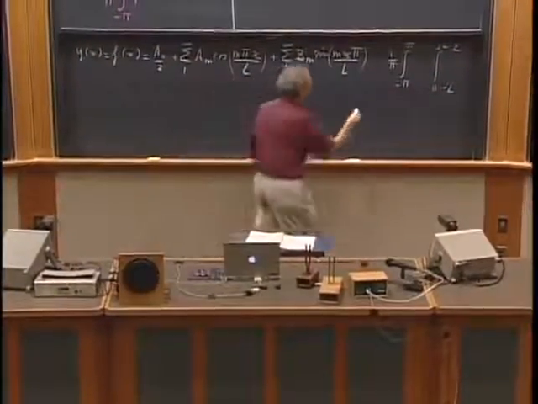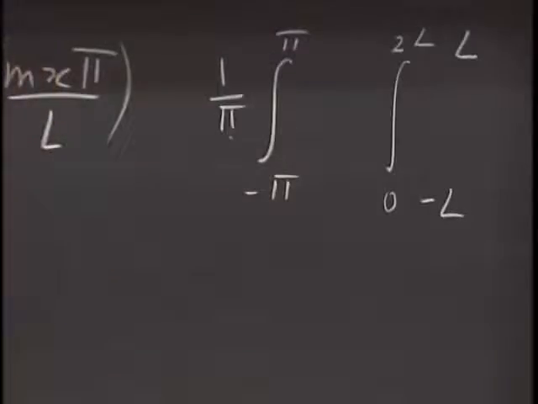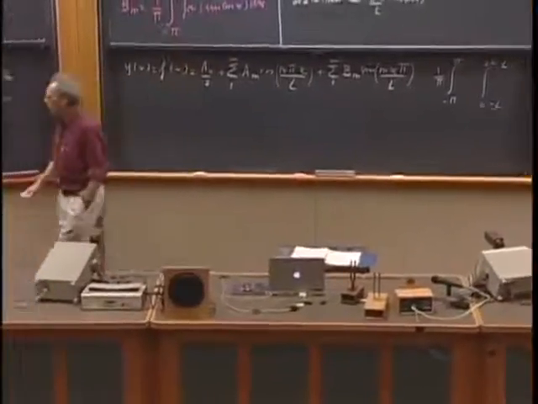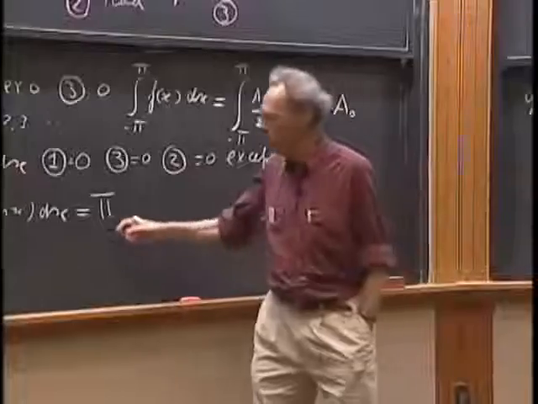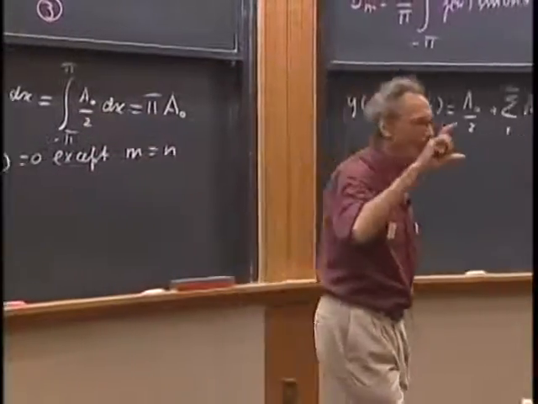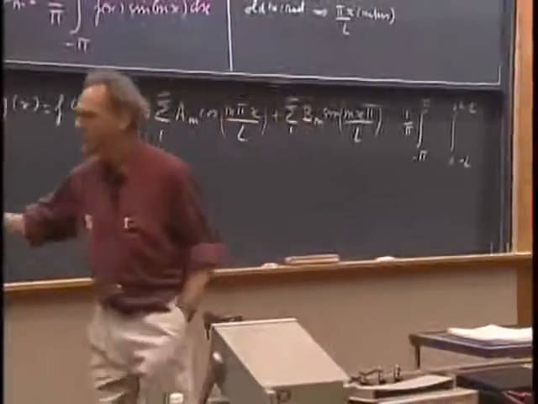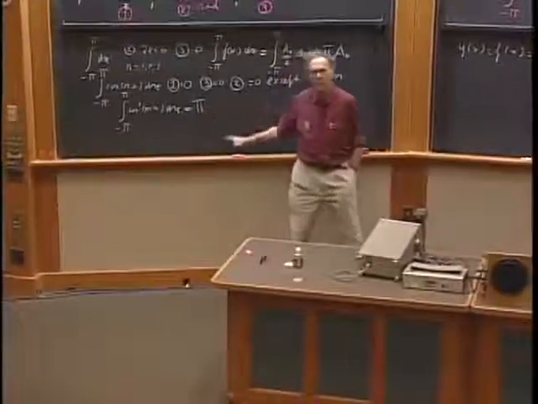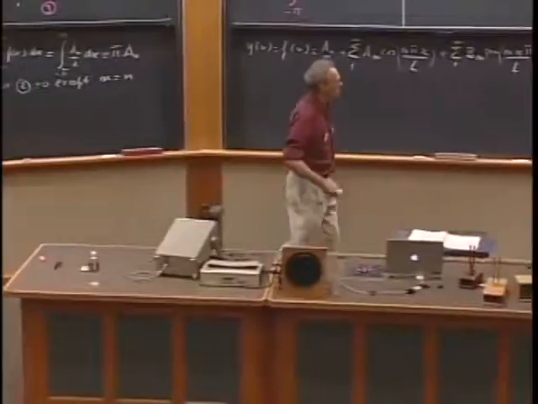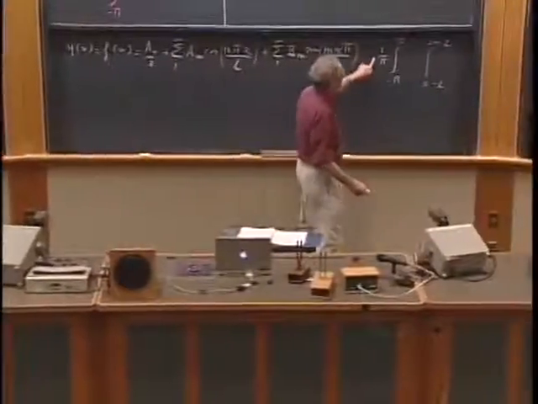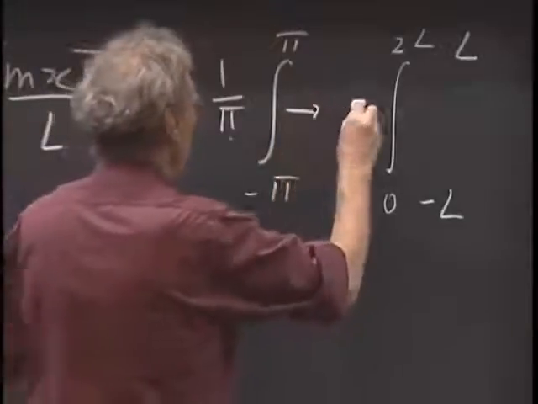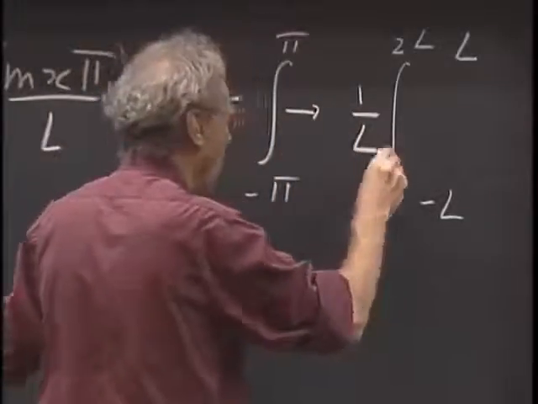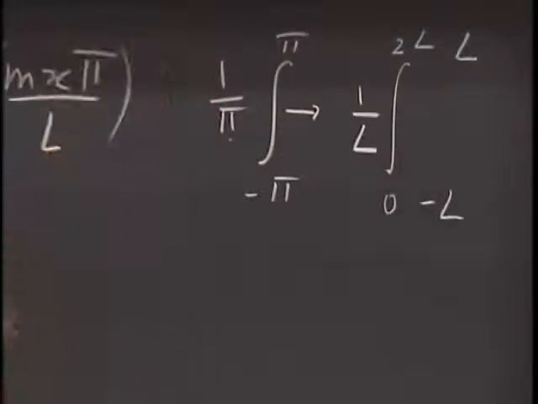But I also have to change this 1 over pi, which we have in front here, because that was the result of this integral. If you do the integral in x space, you would have found L and not pi. This is half the period, and half the period of our function is L. So this 1 over pi, from minus pi to plus pi, must be changed into 1 divided by L, integral 0 to 2L.